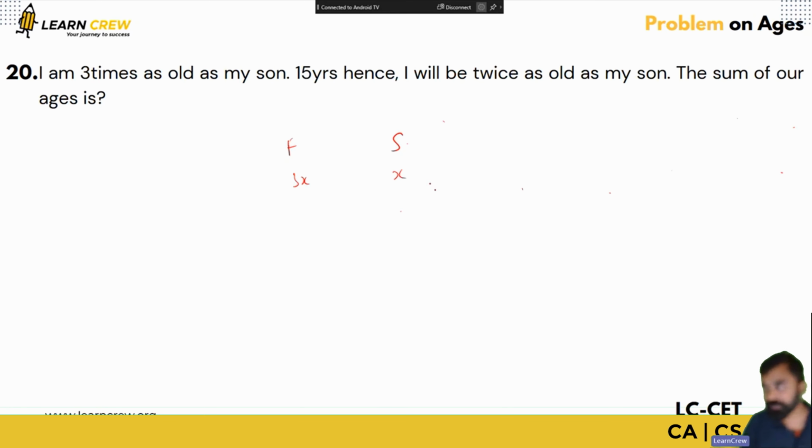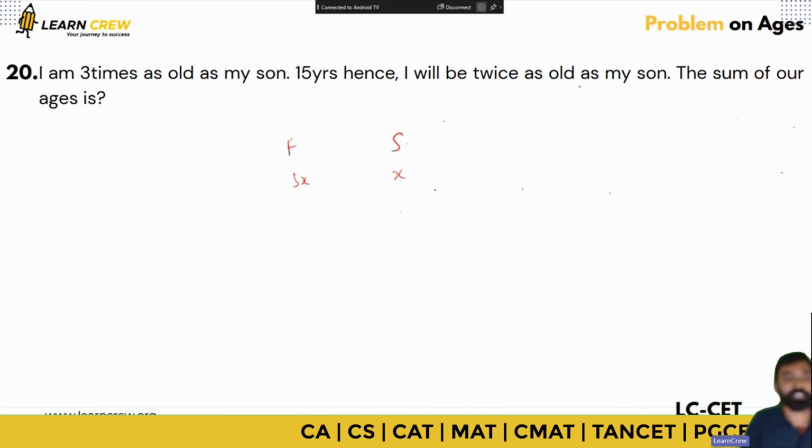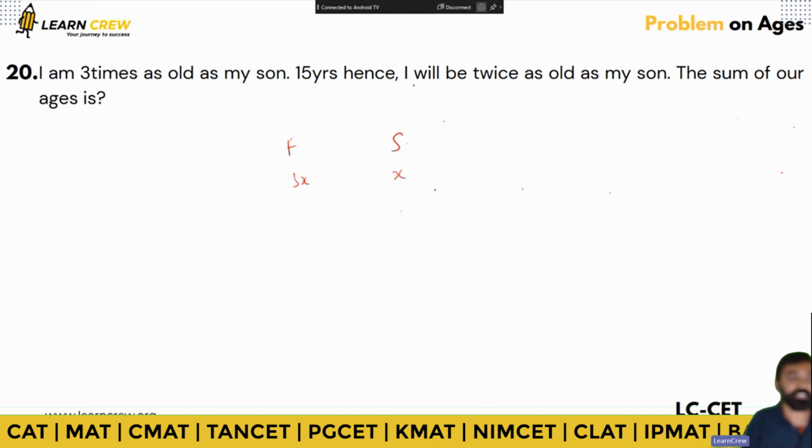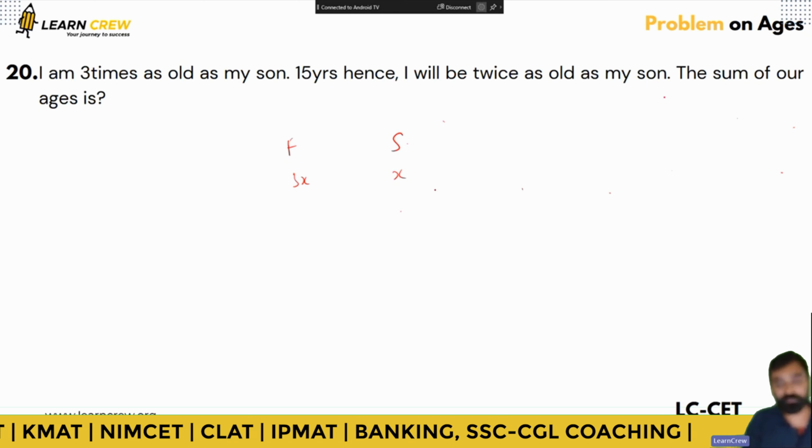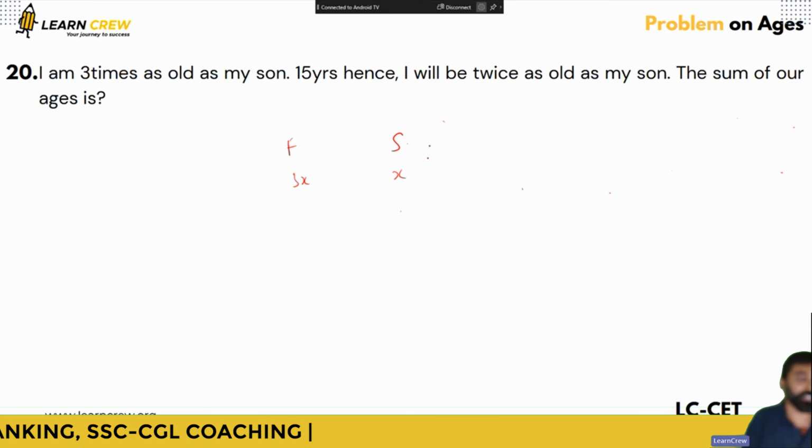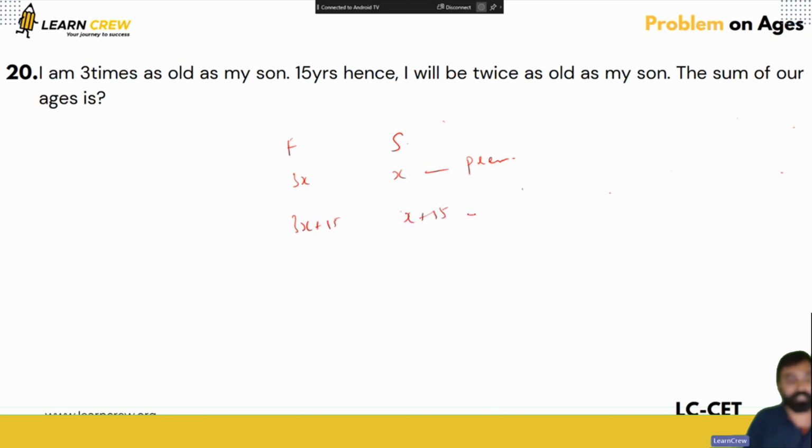This is going to be X. After 15 years, I will be twice as old as my son. Means what? After 15 years. This is present. After 15 years means 3X plus 15. This is going to be X plus 15. Right? This is after 15 years. Yes or no? Yes.